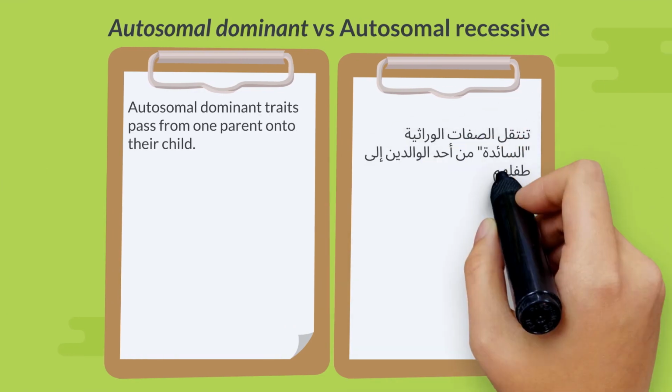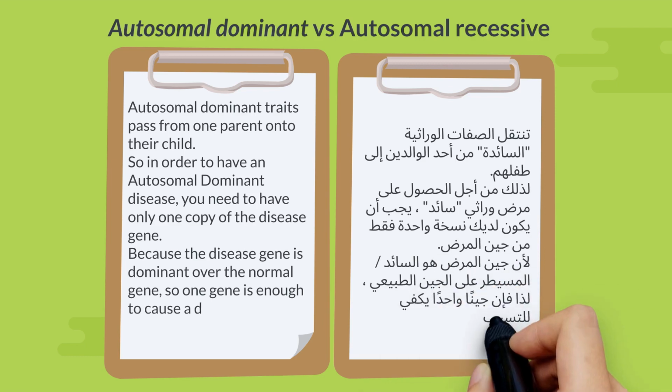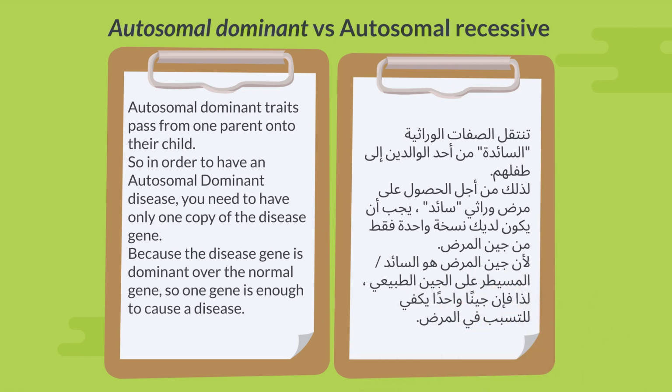Autosomal dominant traits pass from one parent onto their child. So in order to have an autosomal dominant disease, you need to have only one copy of the disease gene, because the disease gene is dominant over the normal gene, so one gene is enough to cause a disease.